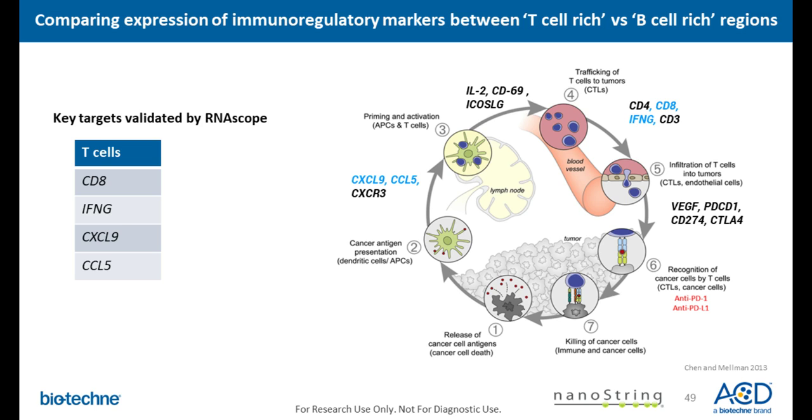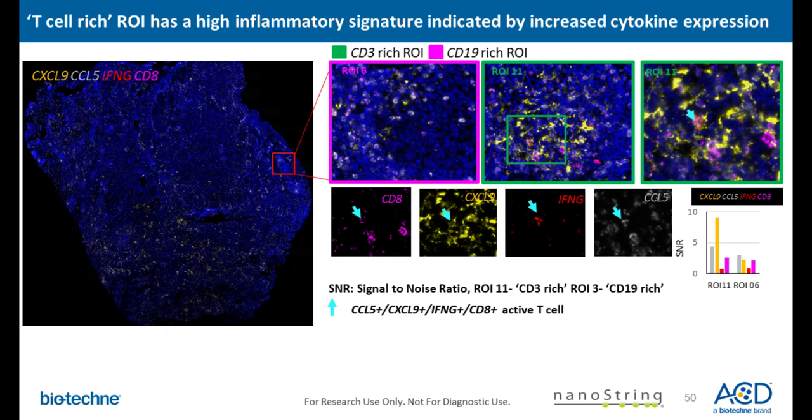So the key targets that we picked for validation are targets like CD8, interferon gamma, CXCL9, and CCL5, which are key players in the cancer immunity cycle. And these were differentially expressed between ROI6 and ROI11. So using our multiplex V2 assay, we were able to visualize these targets and compare their expression between the CD3-rich ROI and the CD19-rich ROI. As you can see in this image, the expression of all of these targets was significantly higher in ROI11 compared to ROI6.